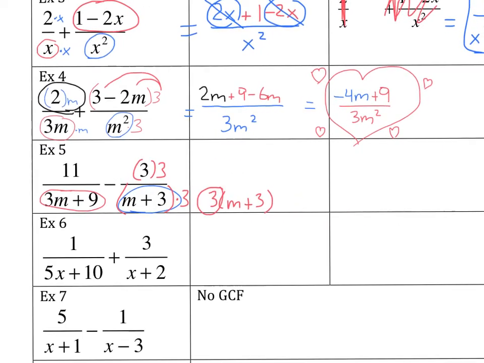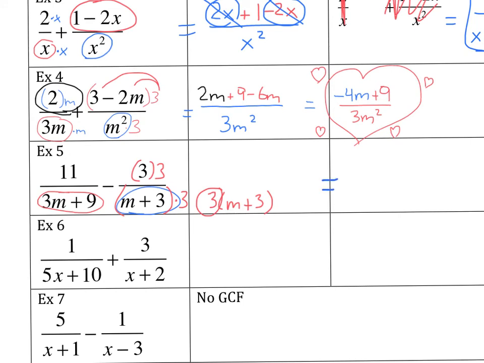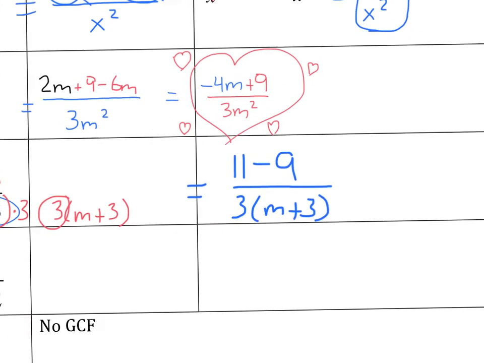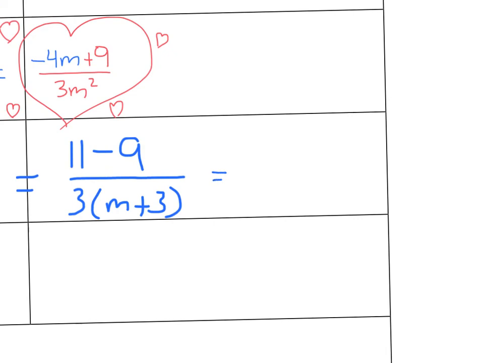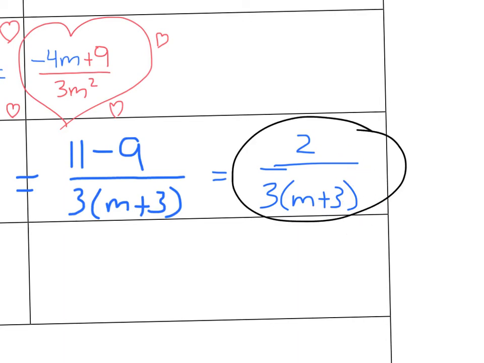So now I can rewrite, and I'll skip all the way to one common denominator, and I'm going to keep that factored. Why? Because at the end I'm going to see if there's anything to simplify. The numerator, the 11, stays as is. I'm subtracting now, and 3 times 3 is 9. And now I simplify to get 2 over 3 times m plus 3. Notice the 2 and the 3 cannot reduce. There's no m plus 3 up there to reduce. So there's my final answer.